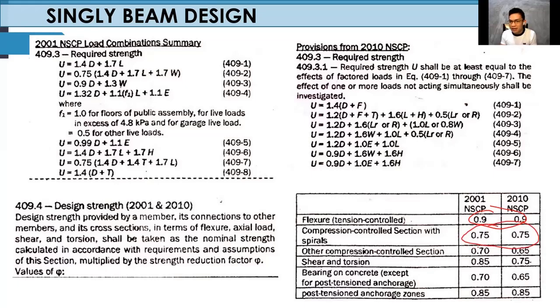So dito lang sila nagkaiba sa other compression controlled sections. So 0.7 and 0.65, 0.85, 0.75, no? More on pinapaliit talaga, no? Dito pinaliitan nila yung ating mga codes kasi malaki lang siguro masyado na realize nila. Okay? So punta tayo in designing our singly reinforced beam.